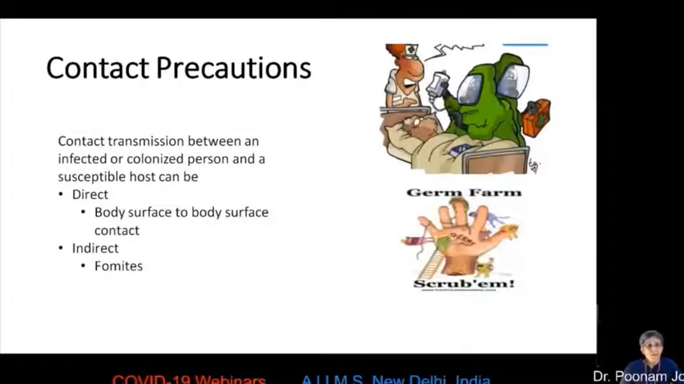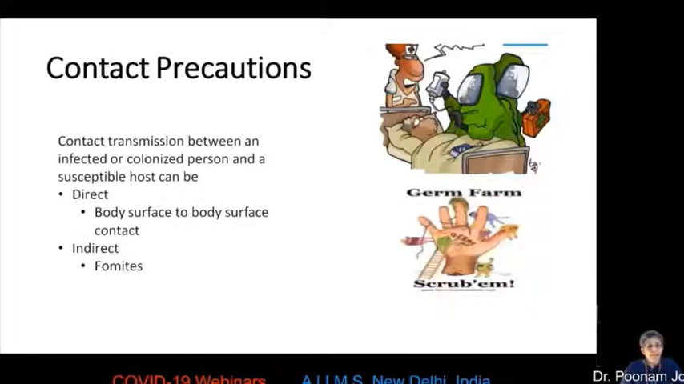Now coming to contact precautions. The contact transmission between an infected or colonized person and a susceptible host can be through direct contact, either body to body surface, or it can be indirect through fomites. So all the patient's belongings and the patient care items present in the patient care unit can act as fomites. Contact precautions can be observed by ensuring frequent hand hygiene, making use of personal protective equipment, and decontaminating the items more frequently.